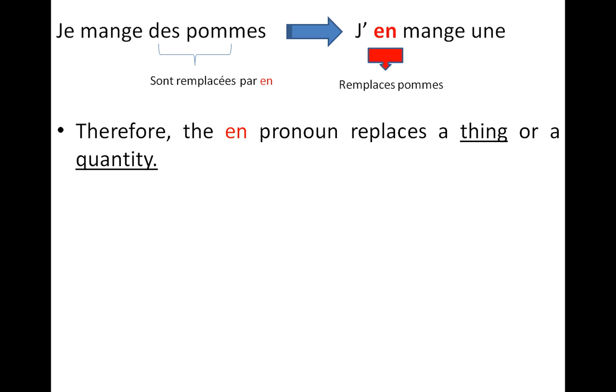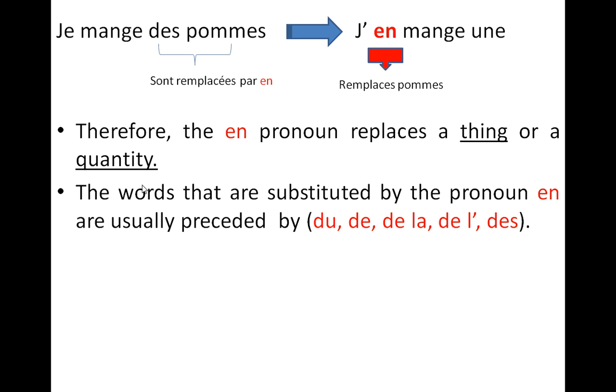There's this system to replace a thing and specifically, look at this, a quantity. You have to remember this word quantity because en is mostly for quantities, to replace quantities or to state a quantity. See right here, je mange des pommes, I eat some apples, and now you're saying j'en mange une, I eat one of them. So now you're specifying the quantity.